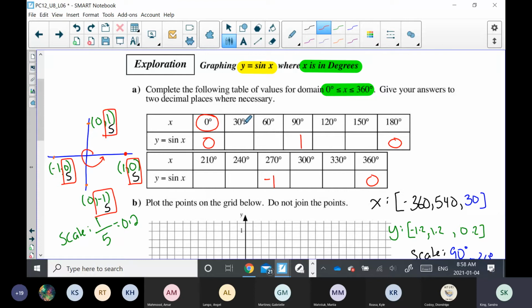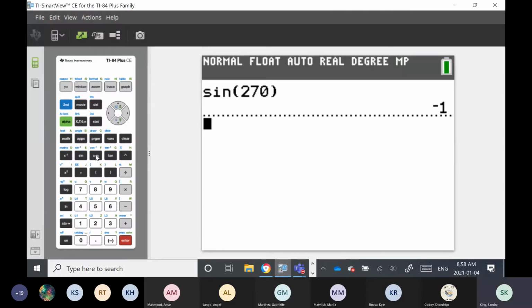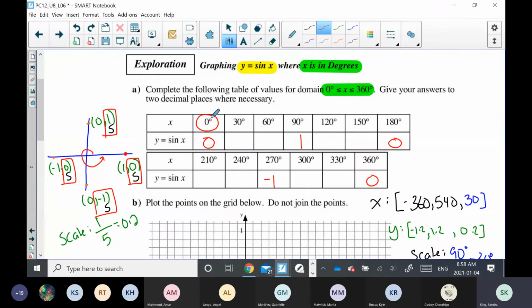Okay, when we get to 30 degrees, I'm just going to show you 30 and 60, and then we'll fill in the numbers quickly. So if you were to look at your unit circle, here is 30 degrees. If I said, what's the sine of 30 degrees? It's the y value, right? 1/2. So verify that on your calculator. Sine of 30 degrees is 0.5, right? So you could use your unit circle. You could type it in. There's many different ways, but the sine of 30 degrees is 0.5.